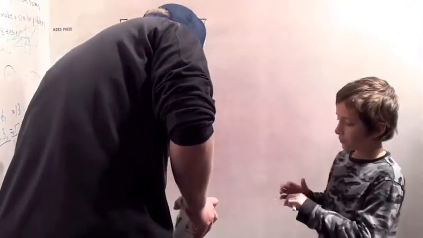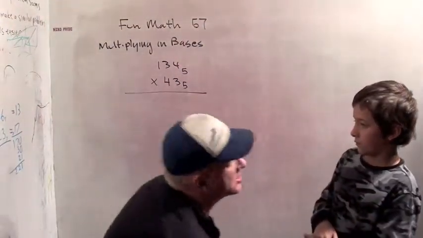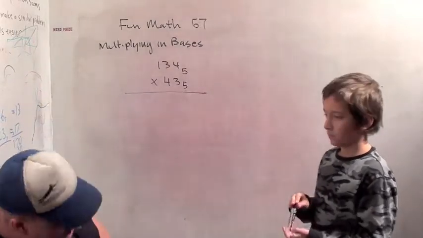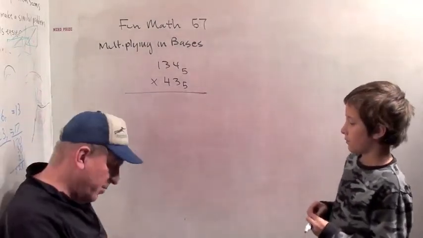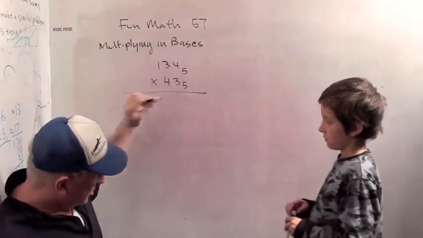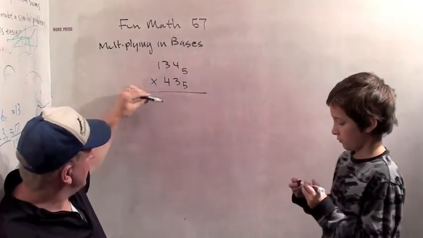Fun Math number 57. This is going to be a movie about multiplying in bases. This is the chapter we're on in our Intro to Number Theory book. The way we multiply in bases is very similar, if not exactly the same, to the way we multiply in base 10. I'm going to show you, just follow along because I want to go quickly with this, but you lead a little bit.